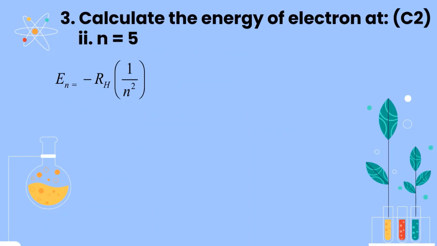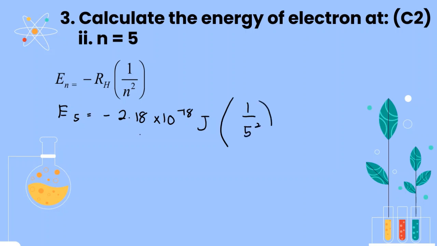And then the next question asks you to calculate the energy of electron at n equals 5. Again, this is very simple using the same formula. You just have to plug in the value. So E5 equals negative 2.18 times 10 to the power of negative 18 joule, in bracket 1 over 5 squared. Make sure you type in the right numbers on your calculator in order to get the right answer. So your answer should be negative 8.72 times 10 to the power of negative 20 joule.